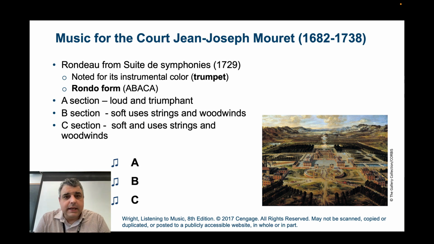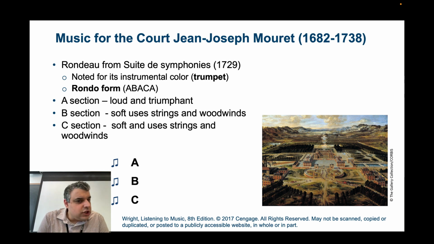Now, with this piece, it's from a suite de symphonies, so it's from a series of pieces, and the form from the A section to the B section is contrasting. The A section is different from the B section, and one of the main ways that Mouret does that is through instrumentation. The A section is going to be loud and triumphant. He's using strings, trumpet, and timpani.